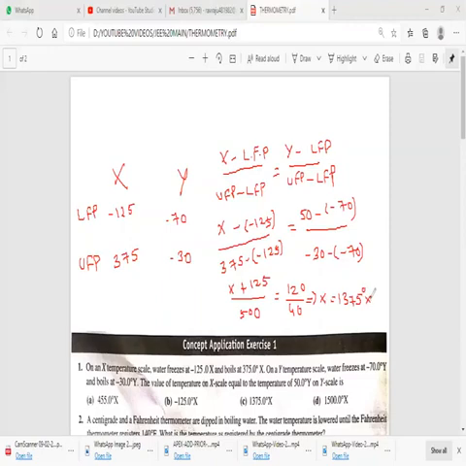So finally, the answer to the first question is 1375 degree X. That is the equivalent value on the X scale for the value 50 degree Y on the Y scale. Okay, so this is about the first question. Now I will go to the second question.